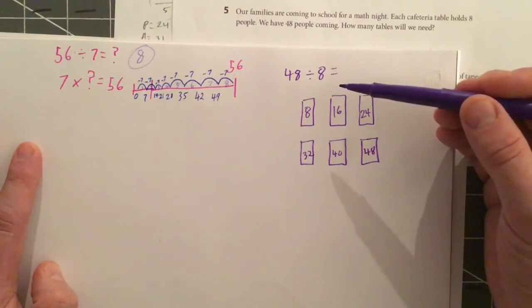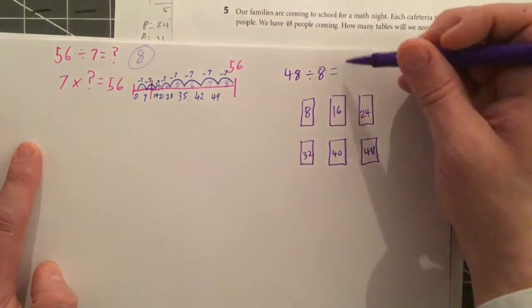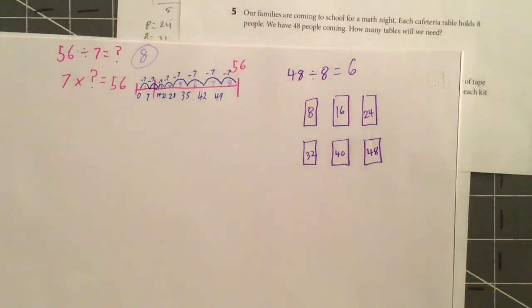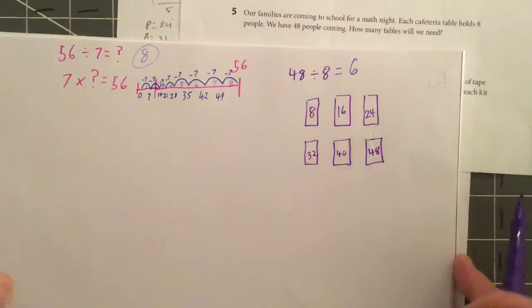What is 48 divided by 8? It's 1, 2, 3, 4, 5, 6. It's 6. We did that by counting up groups of 8 to get to 48.